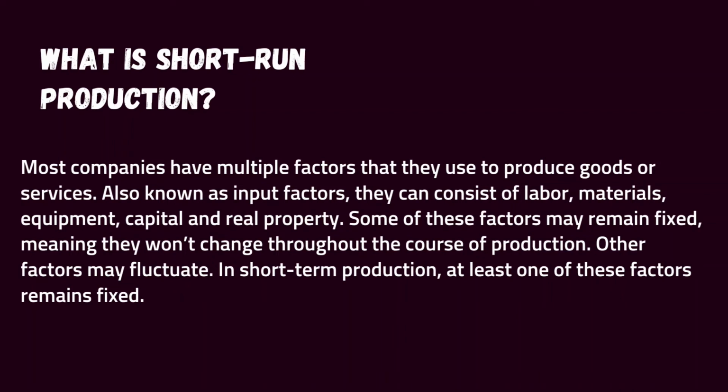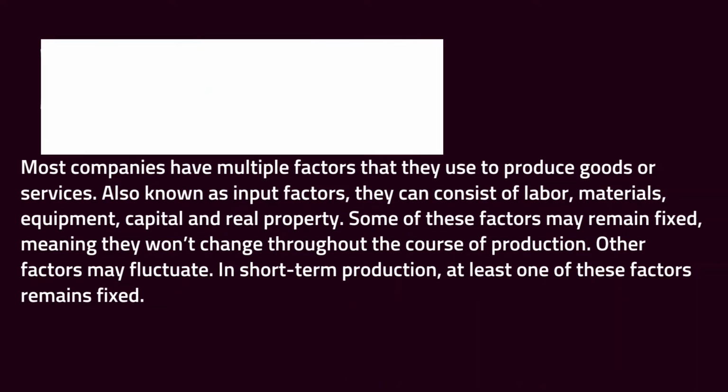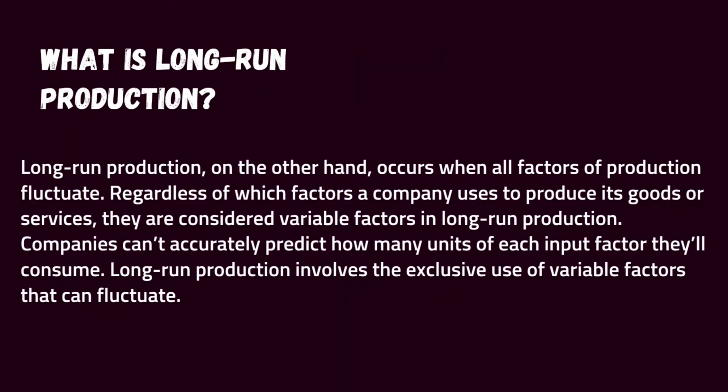Most companies have multiple factors that they use to produce goods or services, also known as input factors. They can consist of labor, material, equipment, capital, and real property. Some of these factors may remain fixed, meaning they won't change throughout the course of production. Other factors may fluctuate in short-term production. At least one of these factors remains fixed. There are so many examples of short-term production.